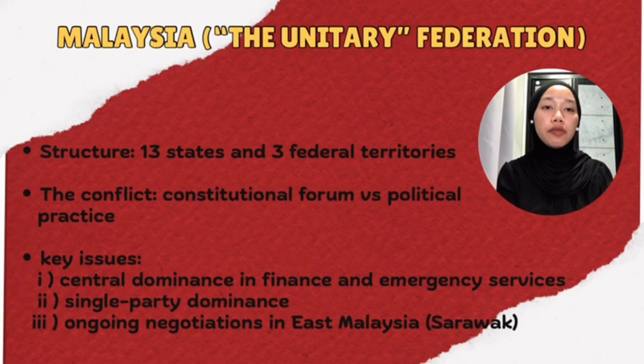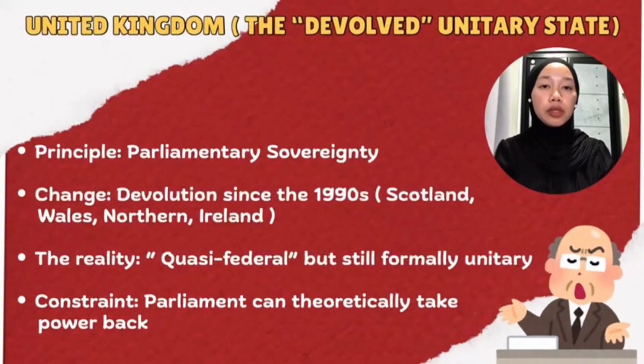Now, let's look at Malaysia. On paper, it is a federal state with a constitution that spreads power. However, many scholars argue it is unitary in nature. Why? Because the federal government holds massive authority over money and emergency powers, which limits state independence. We see this especially in East Malaysia, where the devolution of power in Sarawak is a constant political bargaining process.